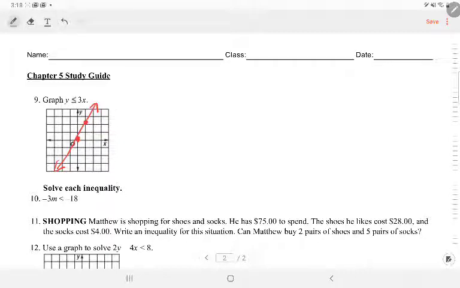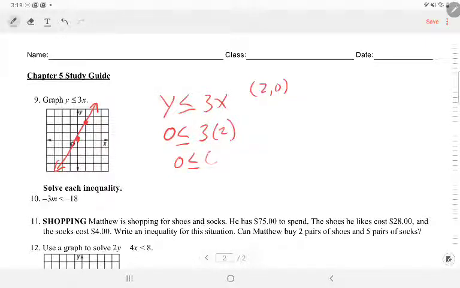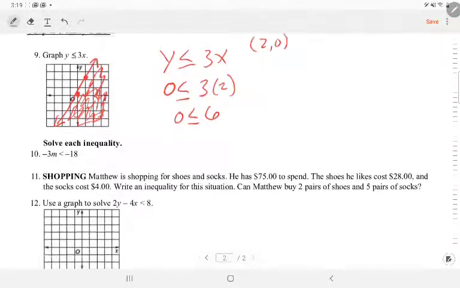Now I just have to pick which side I should graph. One way that I could do that is I could plug a point in and see if it's true. So I could take y is less than or equal to 3x. I could choose any point I want. Let's say I choose 2, 0 as an example. That would be 0 is less than or equal to 3 times 2, or 0 is less than or equal to 6, which is true. So that means all of this has to be shaded. Okay? That's all you do.